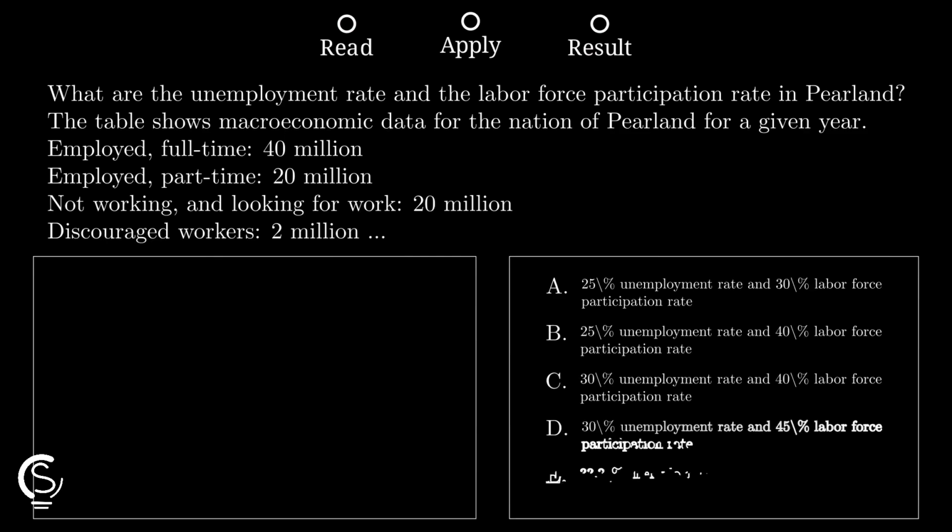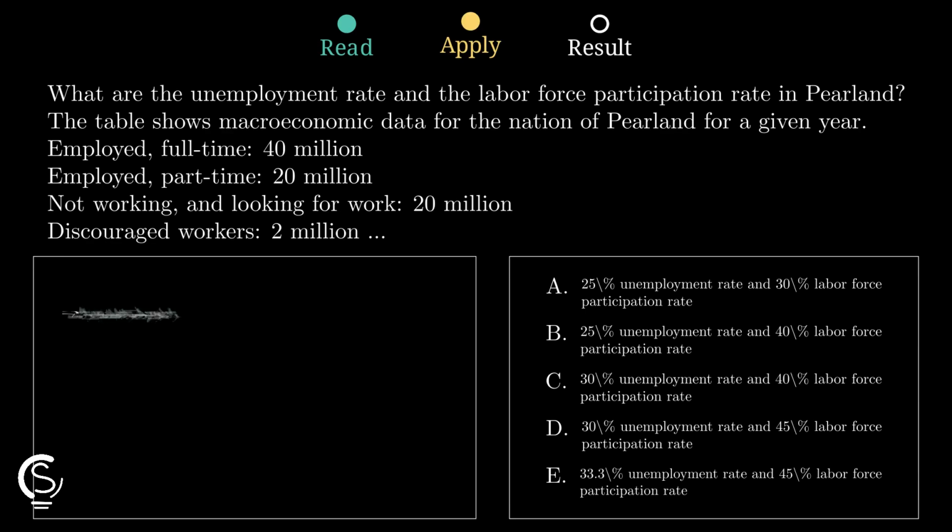First, build the labor force. Full-time employed, 40 million, plus part-time employed, 20 million, plus people looking for work, 20 million, giving 80 million total. Discouraged workers and students stay out. Now find the unemployment rate by taking unemployed people, 20 million, over the labor force, 80 million. That fraction is 20 over 80, which simplifies to 1/4 or 25%.